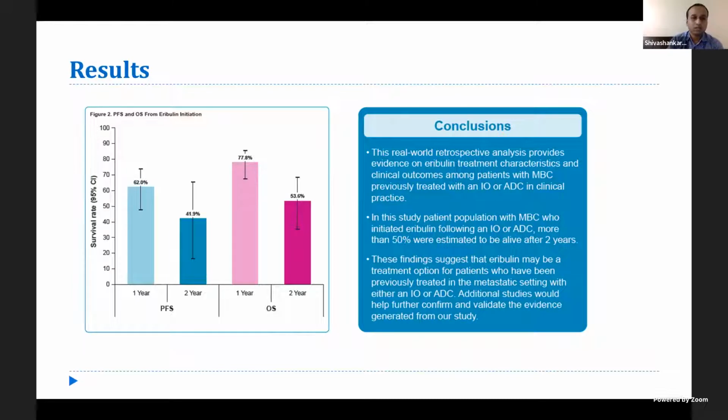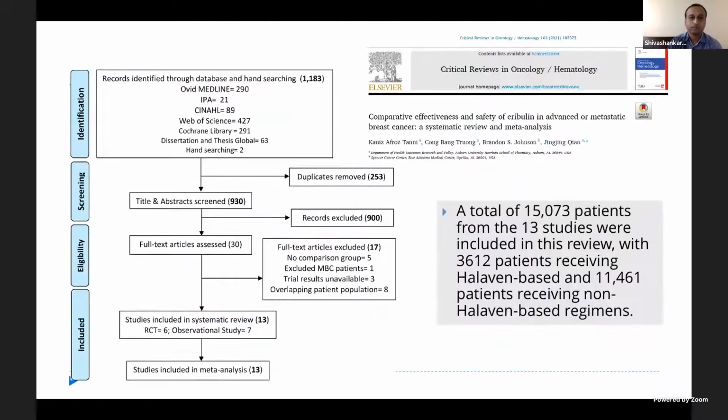And the 1 year OS rate is also to the tune of 77%, and the 2 year OS rate is to the tune of 53%. This real world retrospective analysis provides evidence on eribulin treatment post IO or antibody drug conjugates. So this has shown more than 50% PFS events at 1 year.